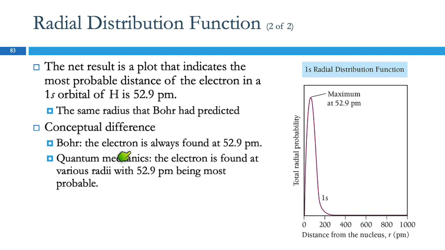In the Bohr model, the electron is always at 52.9 picometers, because it's rotating around like a planet around the sun, which is much easier to understand. But in quantum mechanics, the electron is found at lots of different places. It's just that 52.9 picometers is the most probable.